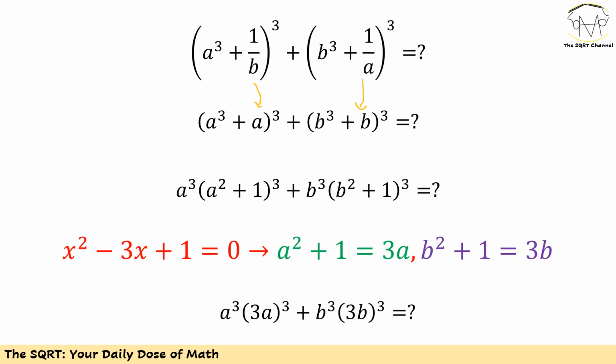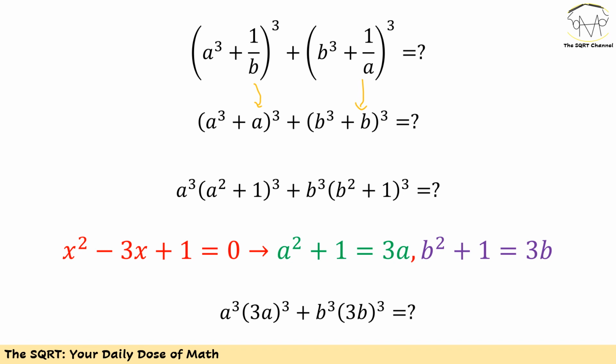Now the next step is for me to understand what we are going to evaluate. We have a cubed and 1 over b, and we have b cubed and 1 over a. Remember, we found that 1 over a is b and 1 over b is a. Based on that, I'm going to replace 1 over b with a in the first term, and I'm going to replace 1 over a with b in the second term. You can see those with these arrows that I draw here.